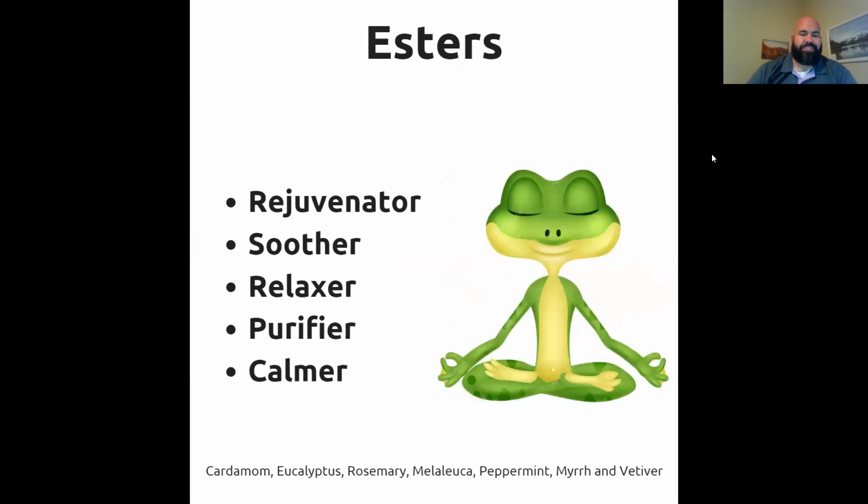All right, we've got our little Zen frog going on here for the esters. So these esters are really good for helping rejuvenate, soothe, help you relax, purify, and help you calm down. So that's why we're going there with the Zen frog thing. Cardamom, eucalyptus, rosemary, melaleuca, peppermint, myrrh, and vetiver are all higher ones in this.